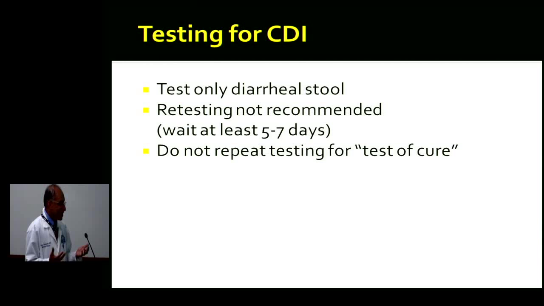Retesting, because some of these patients, particularly the graft versus host disease patients, have persistent diarrhea, you might want to wait at least a week or wait till something else has changed. Otherwise, if you do the same test repeatedly, you'll get the same result. So generally, we advocate waiting at least 5 to 7 days in patients with chronic diarrhea.